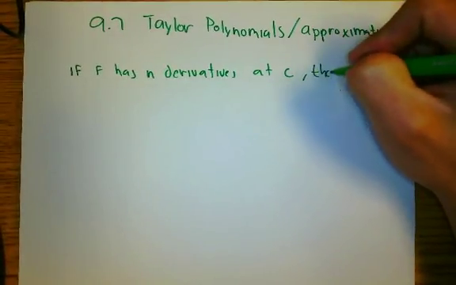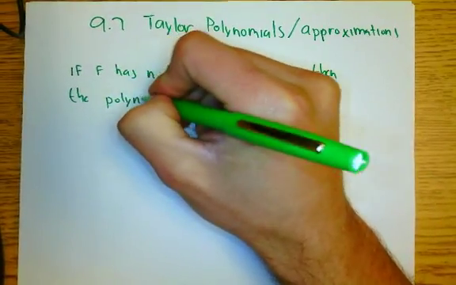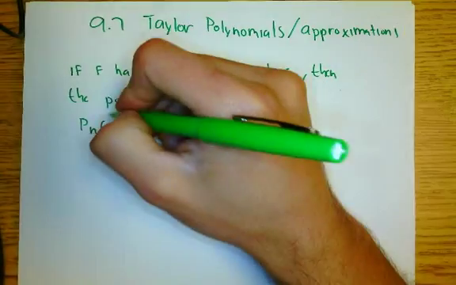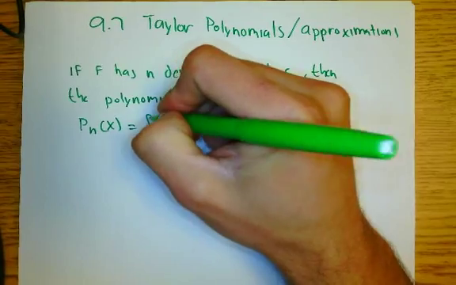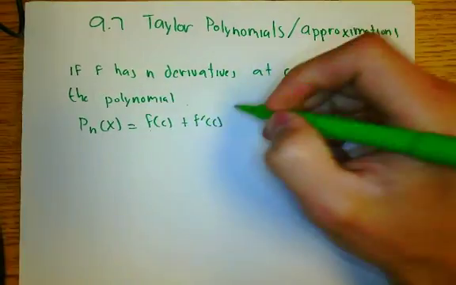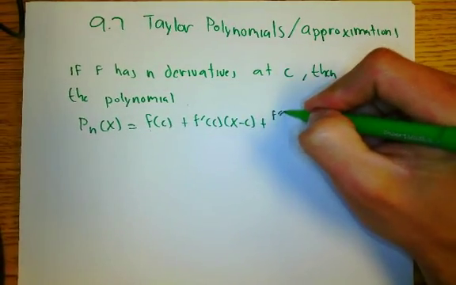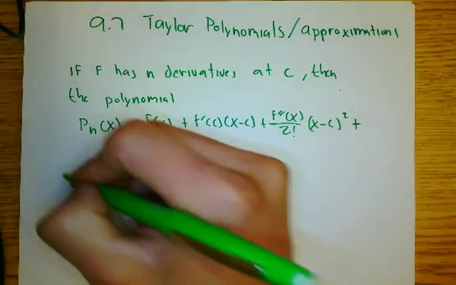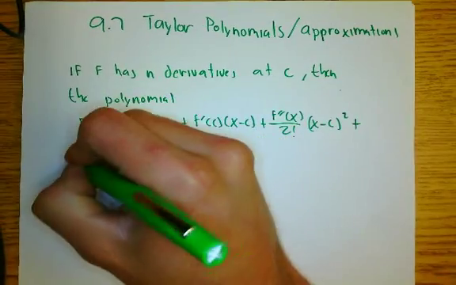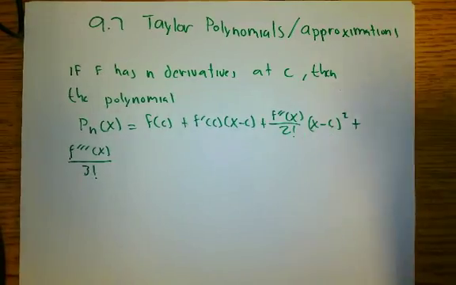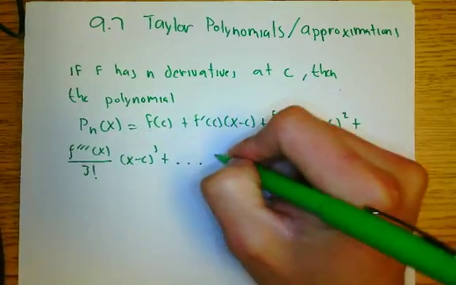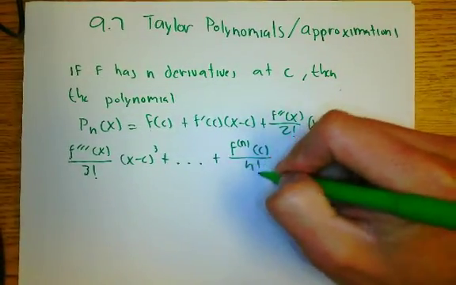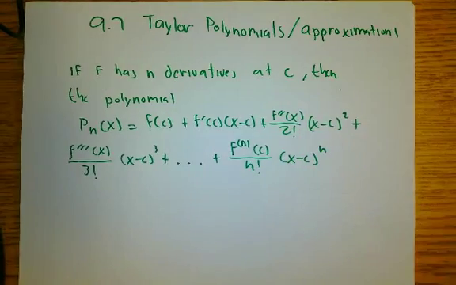At c, then the polynomial, here we go, p subscript n of x equals f of c plus f prime of c times x minus c plus f double prime of c over 2 factorial times x minus c squared plus f triple prime of c over 3 factorial times x minus c to the third power, plus and so on, up to the nth derivative of f at c over n factorial times x minus c to the n power.